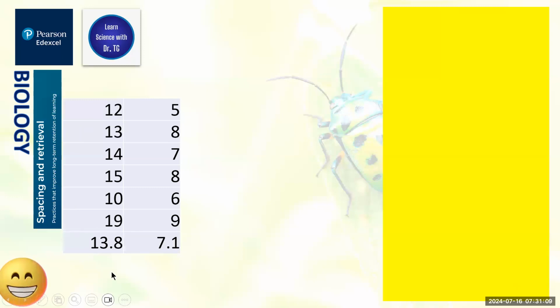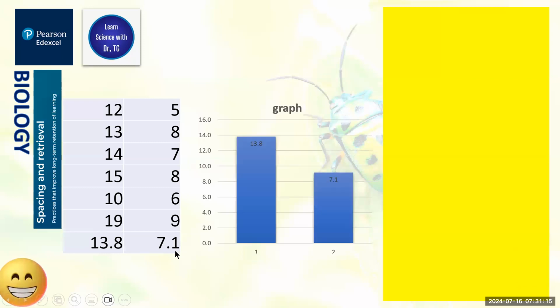Now, the control group 13.8 is the mean, the experiment group 7.1. So we again plot the bar graph like before, and then again we place the error bars. So here 19 to 10, and the other one 5 to 9. So error bars we show like this.